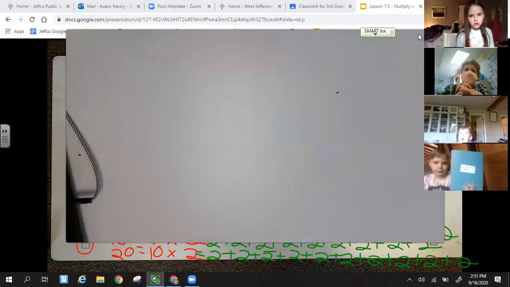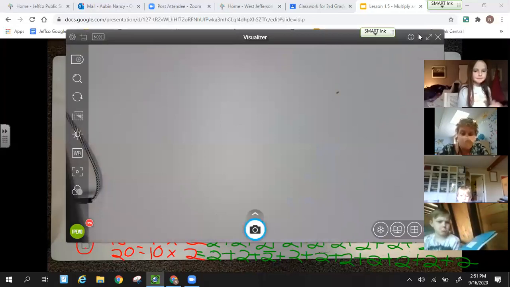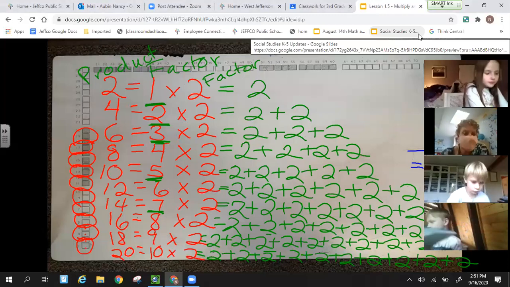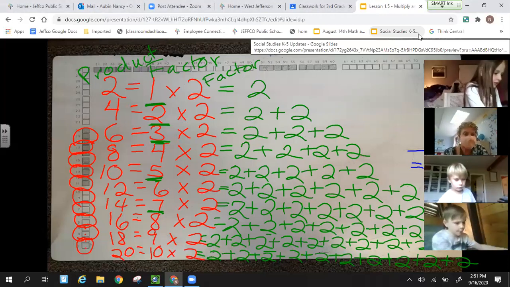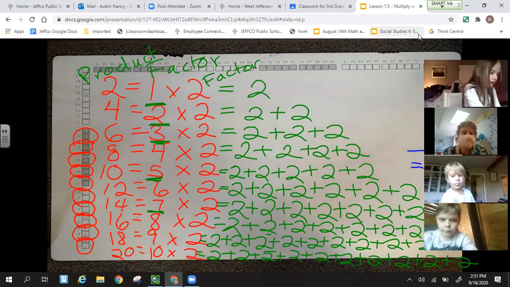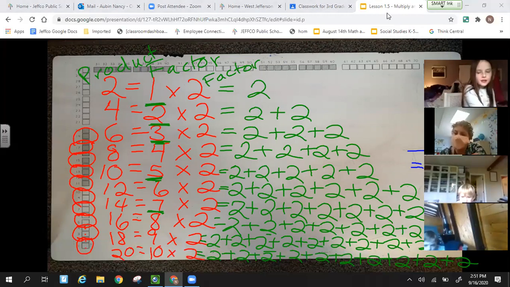What patterns do you see in our count bys? Write down what you see. They can write it in the chat too. I don't know if I'll be able to read it. Okay, anybody in the chat? Not yet. Okay, how about Suriname? What patterns do you notice?